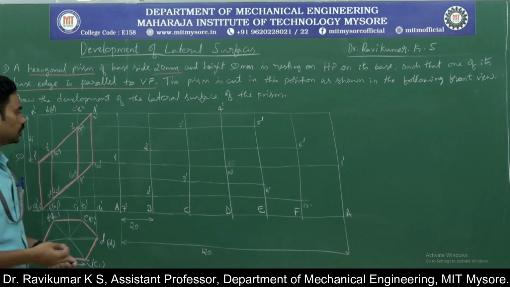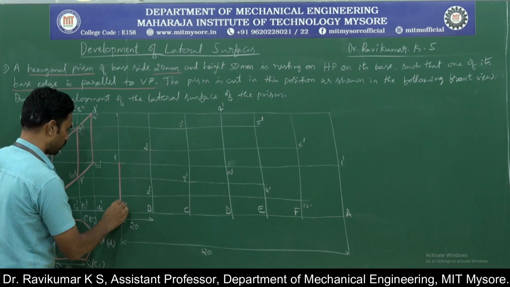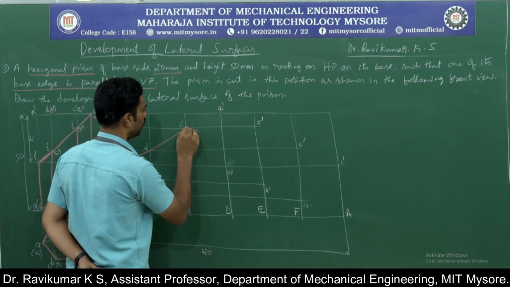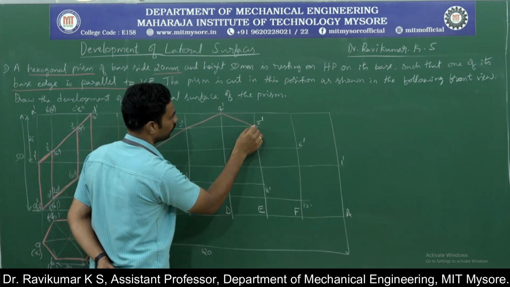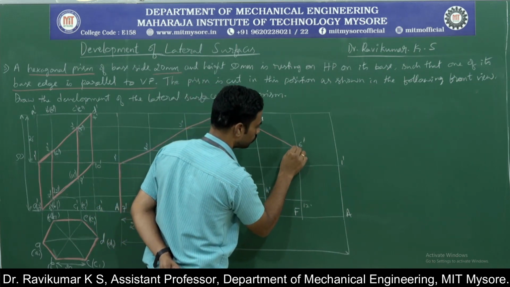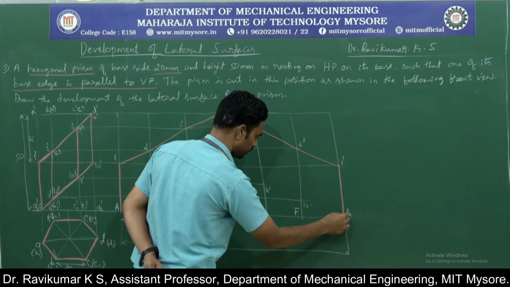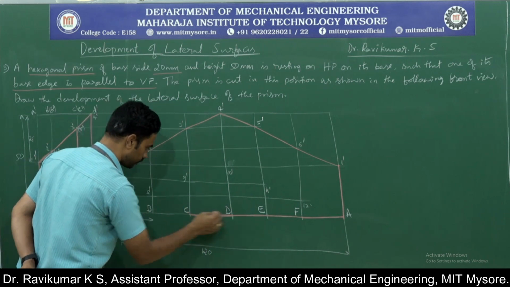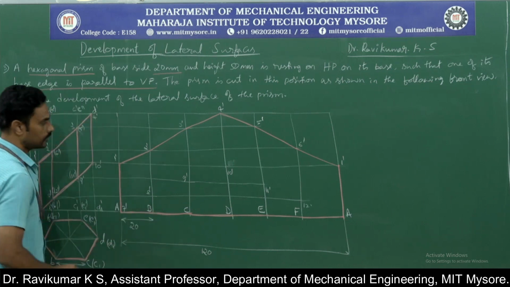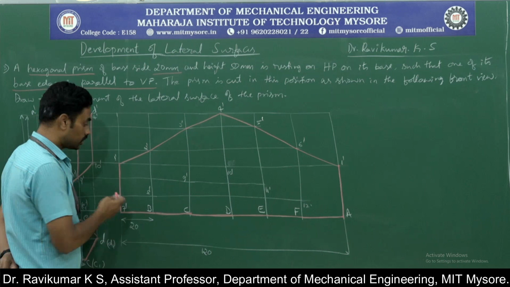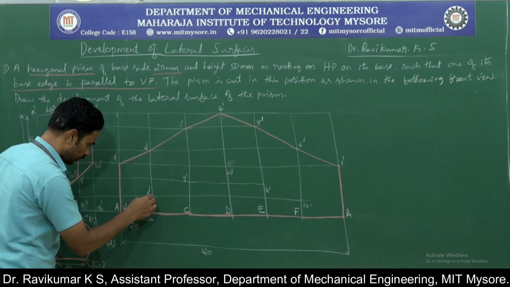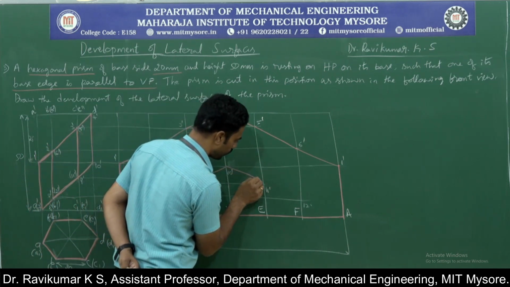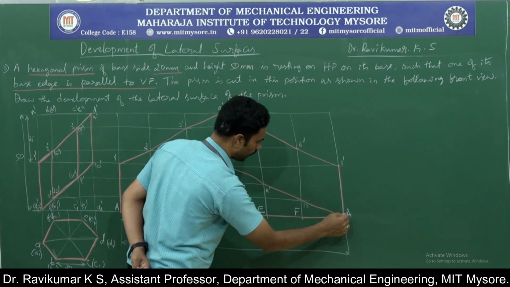Again we need to join all the lines now. 1 dash to 7 dash is the retained portion. 1 dash to 2 dash, 2 dash to 3 dash, 3 dash to 4 dash, 4 dash to 5 dash, 5 dash to 6 dash, 6 dash to again 1 dash, 1 dash to A, A to F, F to E, E to D, D to C, C to B, B to A. The development is not over yet because we need to join 7, 8, 9, 10, 11, 12 and A. 7 dash to 8 dash, 8 dash to 9 dash, 9 dash to 10 dash, 10 dash to 11 dash, 11 dash to 12 dash, 12 dash to again 1 dash or A.